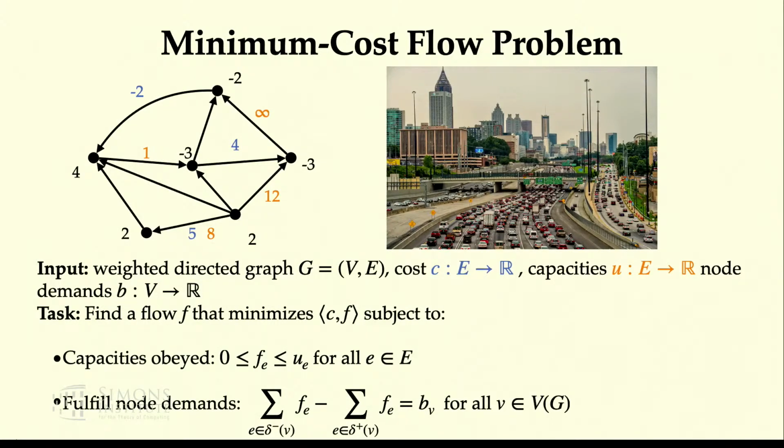Okay, so for the minimum cost flow problems, what do we have? We have a directed graph. On this directed graph, the edges have capacities and cost, and the vertices have certain demands. And our task is to route exactly the demands throughout this network, subject to obeying the capacity constraints and minimizing the overall cost.